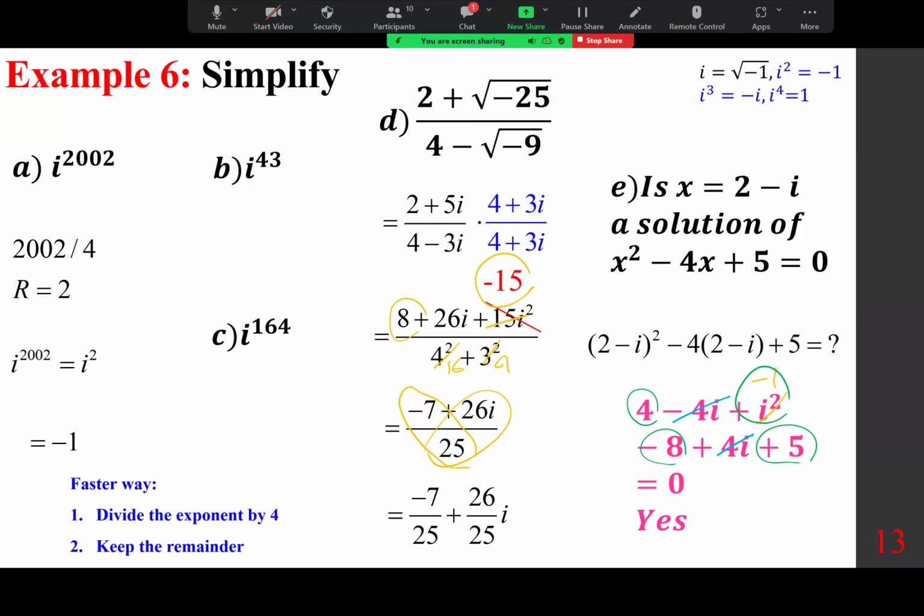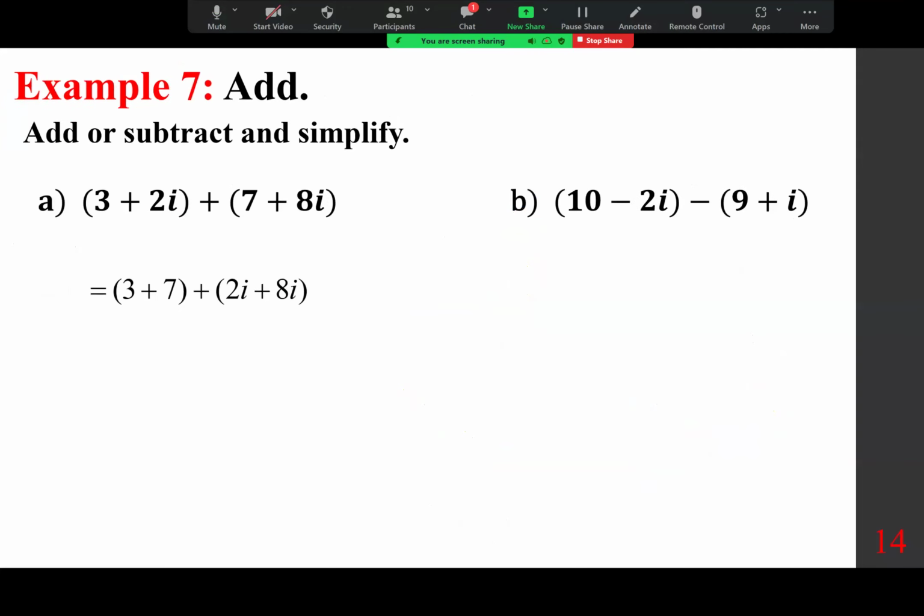All right, we're going to move on, everybody. We're going to continue with operations, in this case, add or subtract or simplify. Basically, we are going to put these two together and put these two together. That's the idea, everybody. 3 and 7 add up to 10. 2i and 8i add up to 10i.